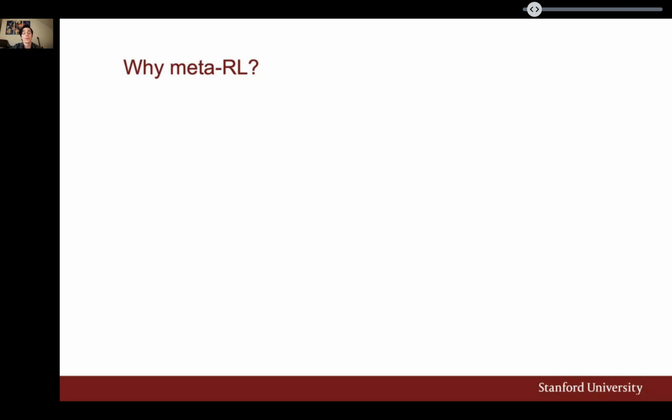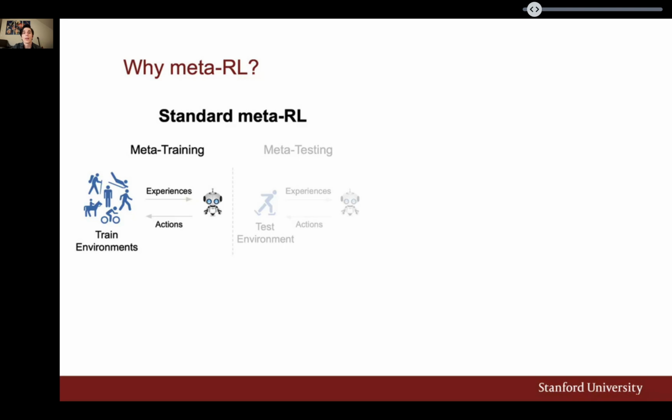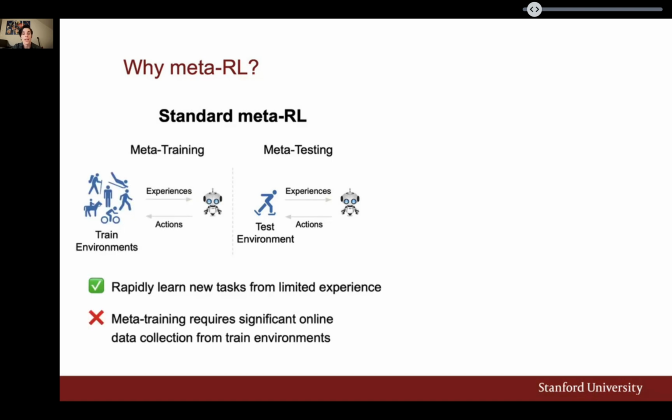First, what is meta reinforcement learning, or meta-RL, and why do we care about it? In the standard meta-RL problem setting, an agent is able to interact with several related training environments in order to learn a prior that enables rapid adaptation to a new task during the meta testing phase. Past work has shown that agents can indeed rapidly adapt to new environments with a very small amount of experience. For example, learning to manipulate a new object with only a few trials.